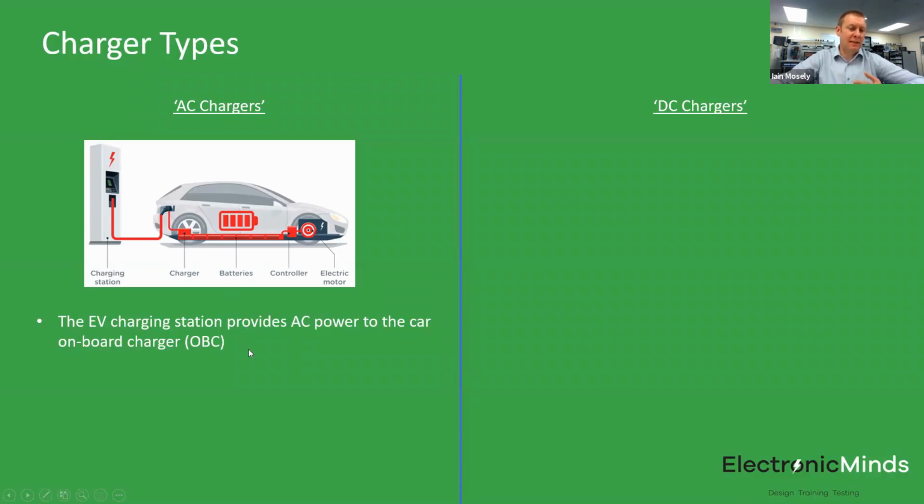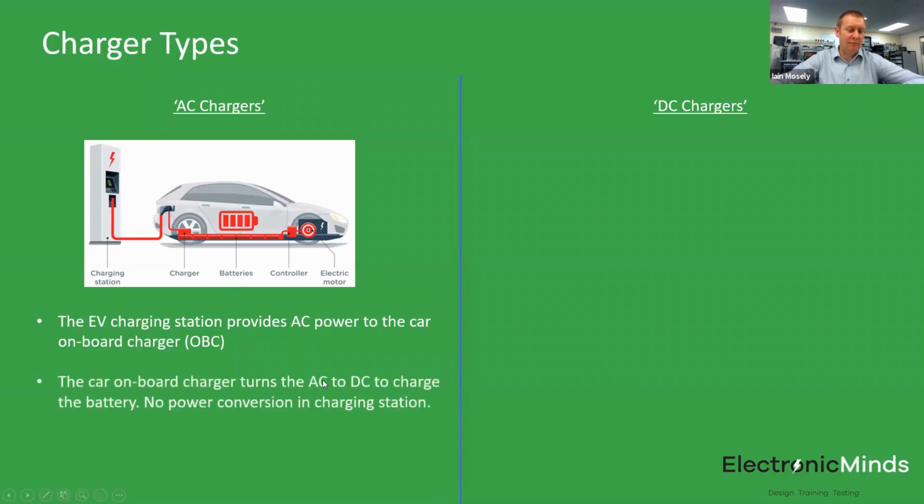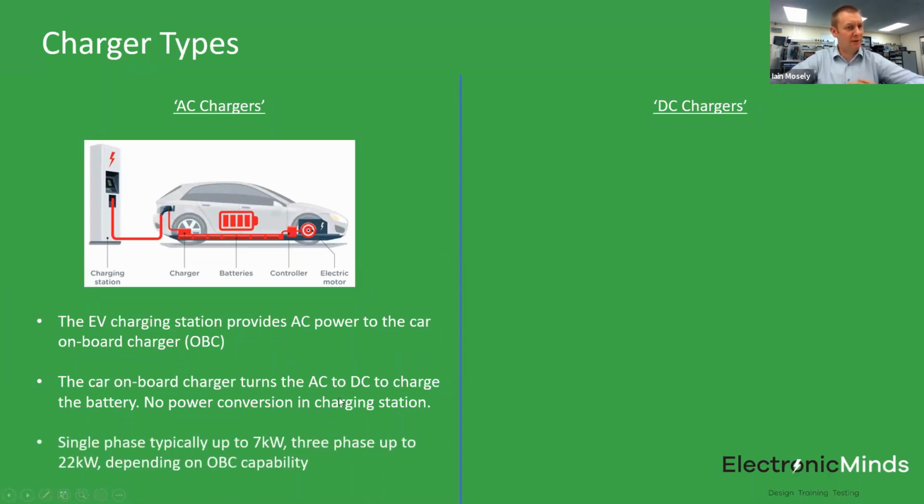And that tends to be roughly what's inside these particular AC stations. There's no real power conversion or heavy power electronics inside those stations. In terms of power capability, if it's a single phase system in the UK, you can typically get up to about 7 kilowatts on single phase, which is 32 amps on that phase. With three phase, you can take that up to about 22 kilowatts, but it really depends on the capability of the onboard charger on the car. That will determine ultimately the power that is drawn from the AC supply.